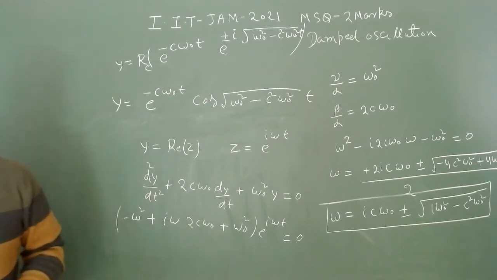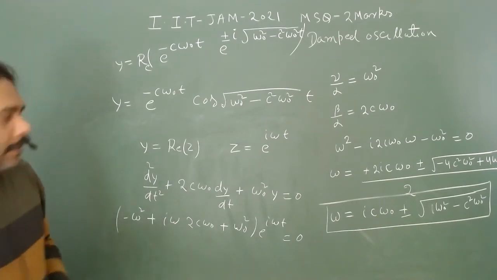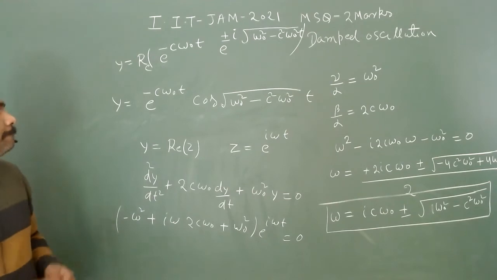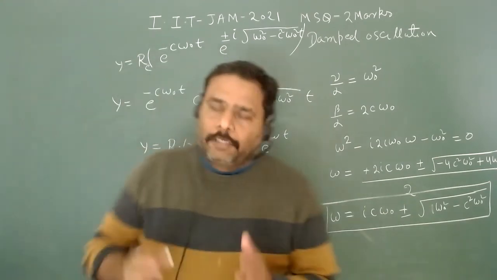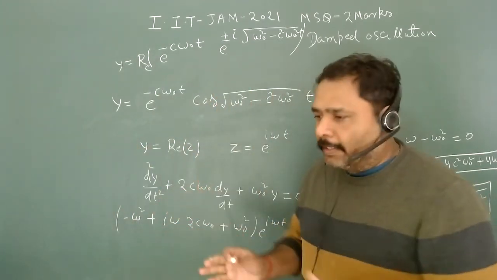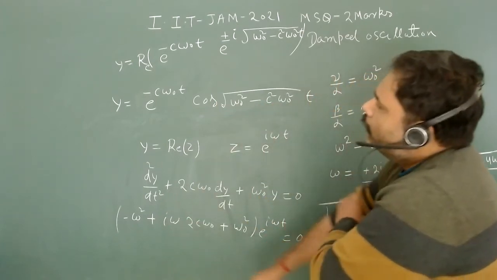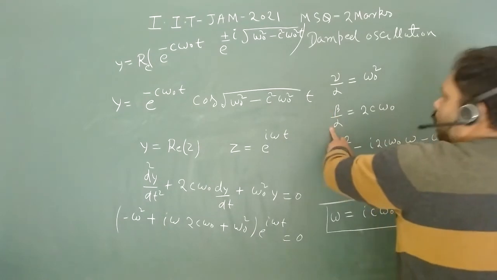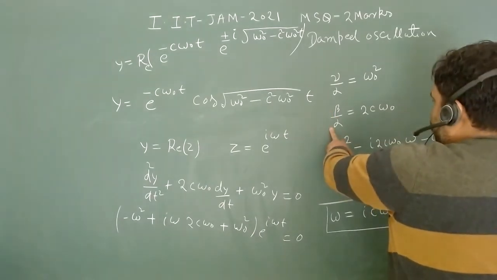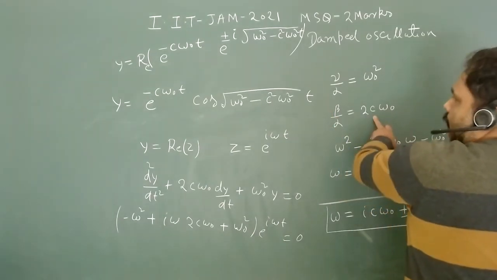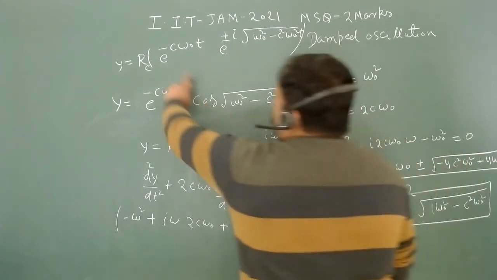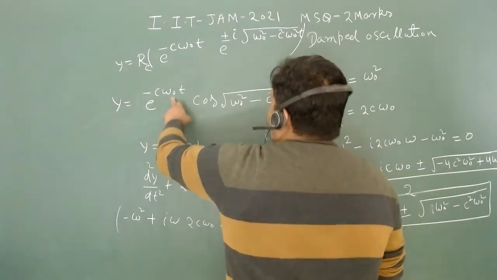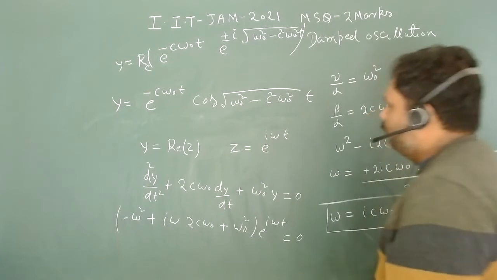Now let us go for the analysis of this particular thing. First let's go for the damping part, the decaying part. So this is the decaying part. And here beta upon alpha is constant. That means c into omega is constant. So it will always remain constant.